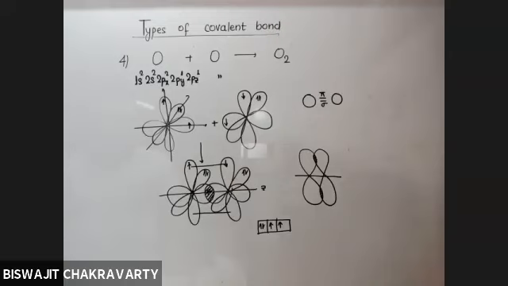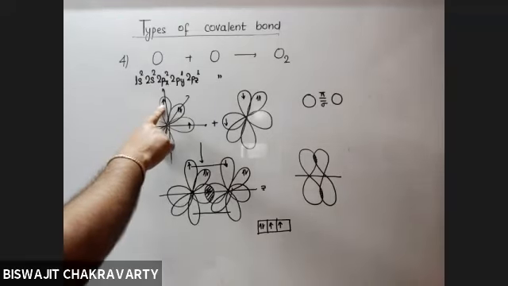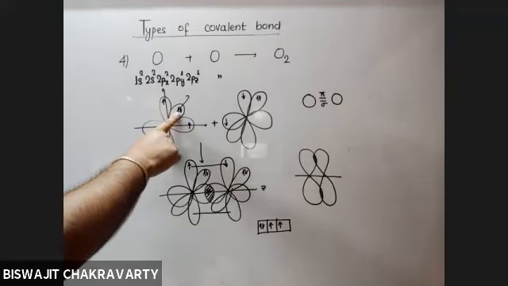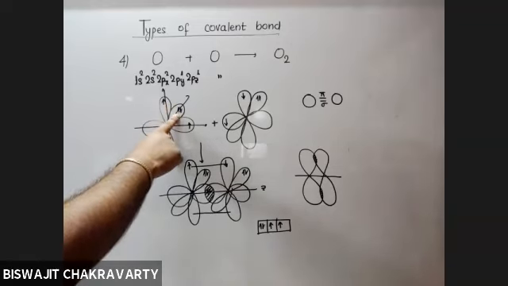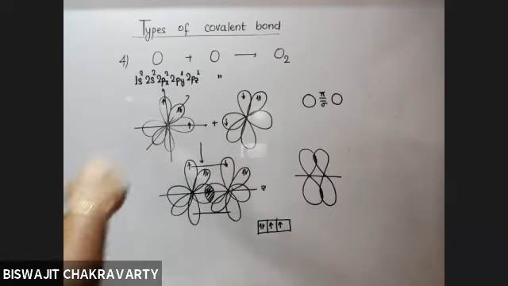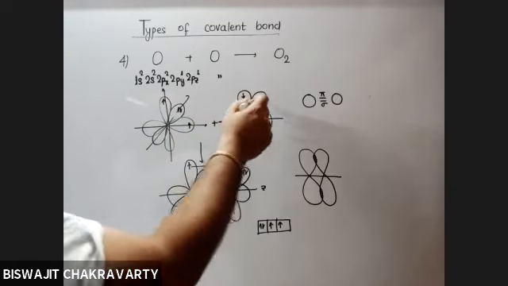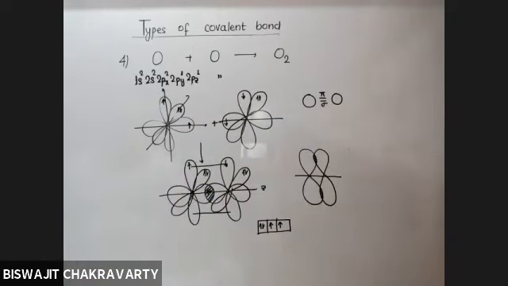Understood? Yes, sir. And you can put the paired up electrons here also, here also. That is not a hard and fast rule. This can be X, this can be Y, or this can be Y, this can be X. But this should be fixed as Z. X and Y, anyone can be X, anyone can be Y. Clear? Yes, sir.